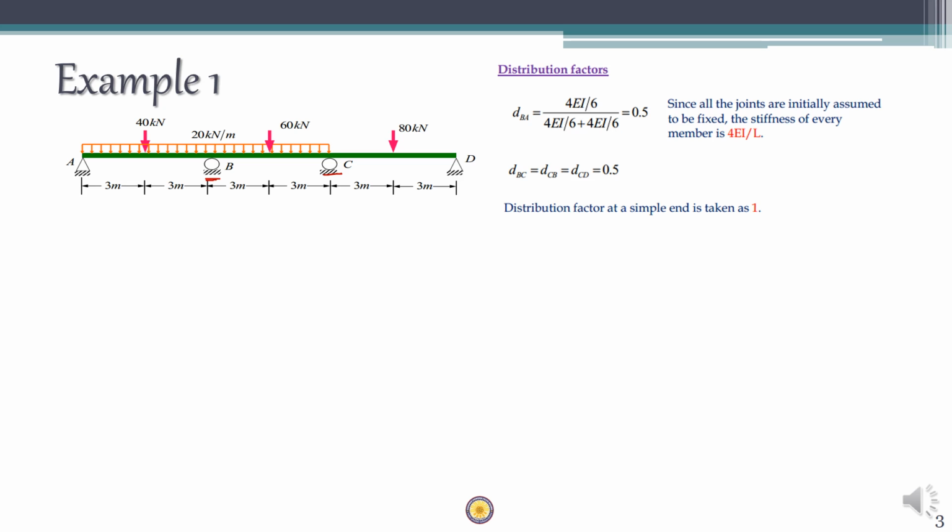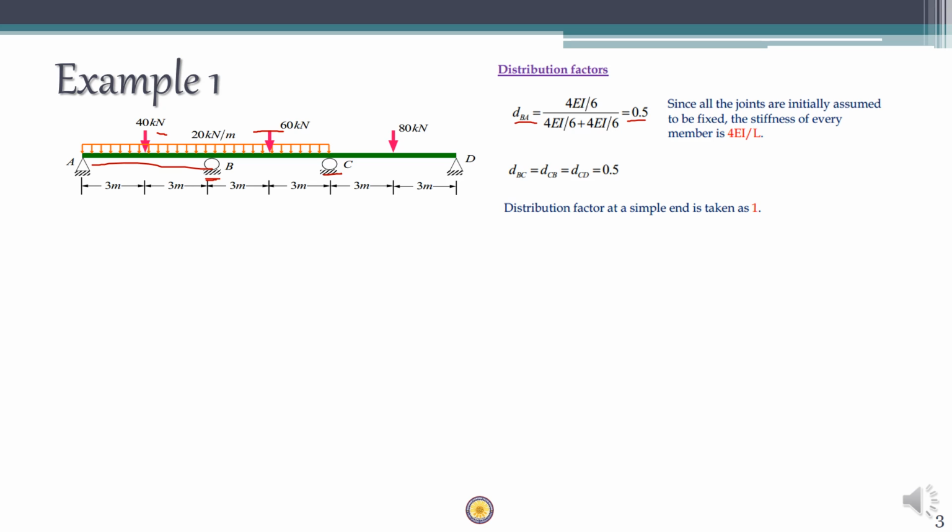Okay, so in order to find out the value of distribution factor for span BA, DFBA is equal to stiffness of span BA, which is nothing but 4EI by L, so 4EI by 6, divided by the sum of stiffness of both the spans, which is 4EI by L for the first span as well as 4EI by L for the second span. So 4EI by 6 plus 4EI by 6, which means that DFBA is equal to 0.5. Similarly, you can find out DFBC also, that is 4EI by 6 divided by 4EI by 6 plus 4EI by 6, which is again 0.5.